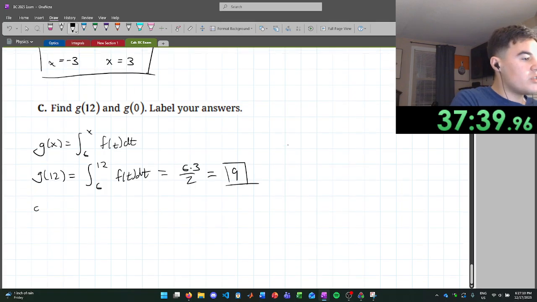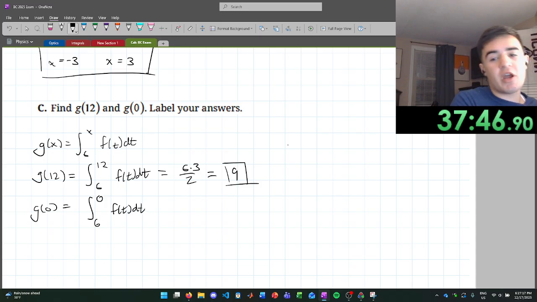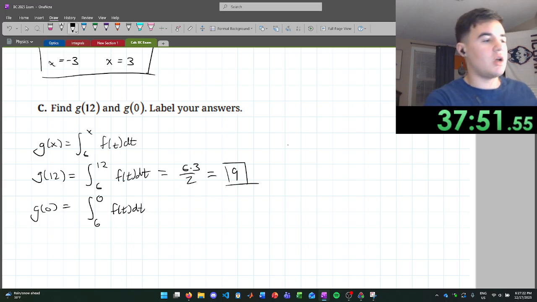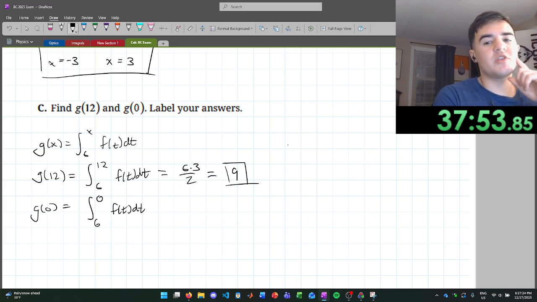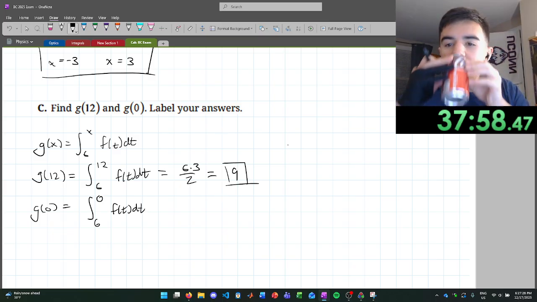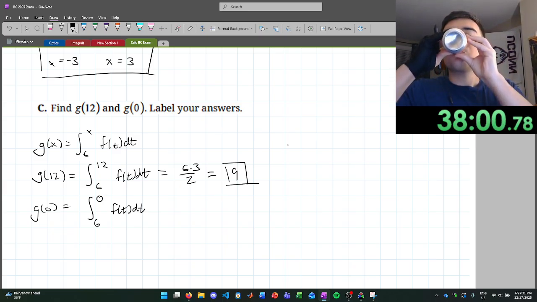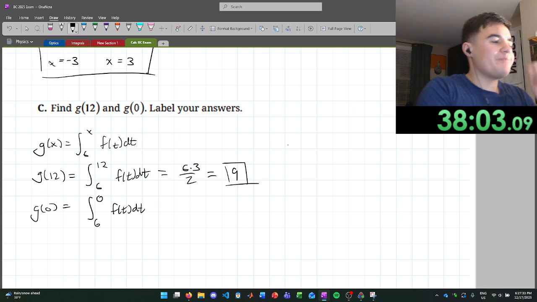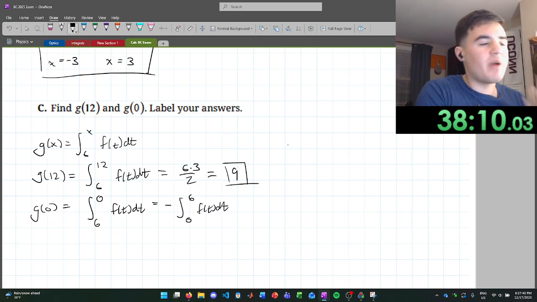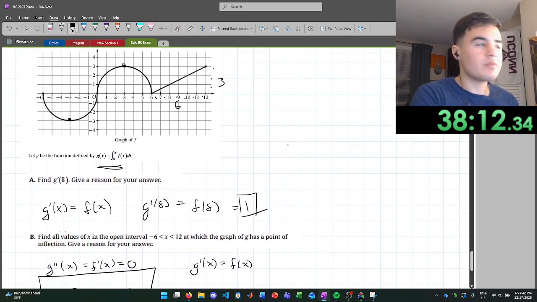For the other one, g of 0, that's going to be equal to the integral from 6 to 0 of f of t dt. Since this is flipped around, we can use the integral reversal rule to just swap it. I should actually fix this camera a little. There we go. So that is equal to the negative of the integral from 0 to 6 of f of t dt. So we just want the positive area from 0 to 6.